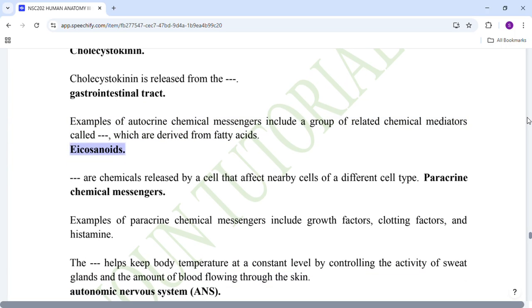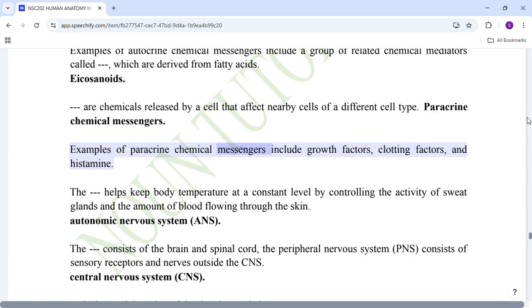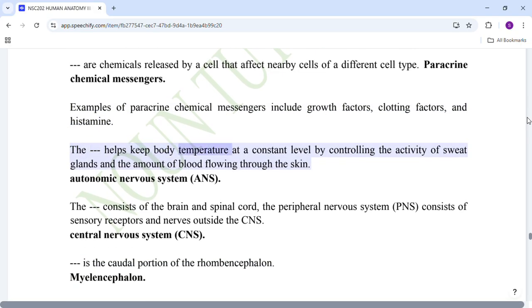Paracrine chemical messengers are chemicals released by a cell that affect nearby cells of a different cell type. Examples of paracrine chemical messengers include growth factors, clotting factors, and histamine. The autonomic nervous system helps keep body temperature at a constant level by controlling the activity of sweat glands and the amount of blood flowing through the skin.